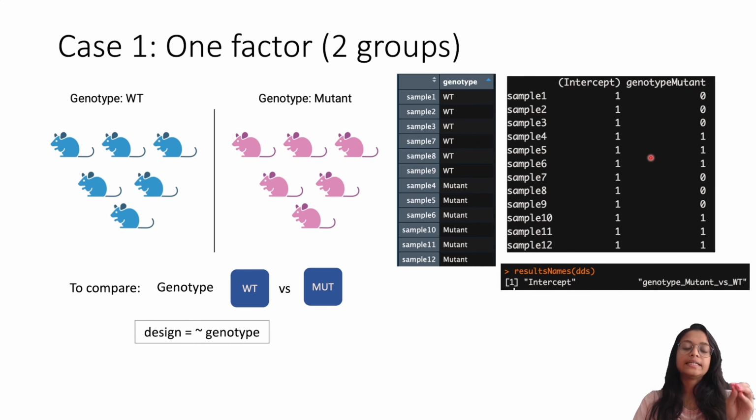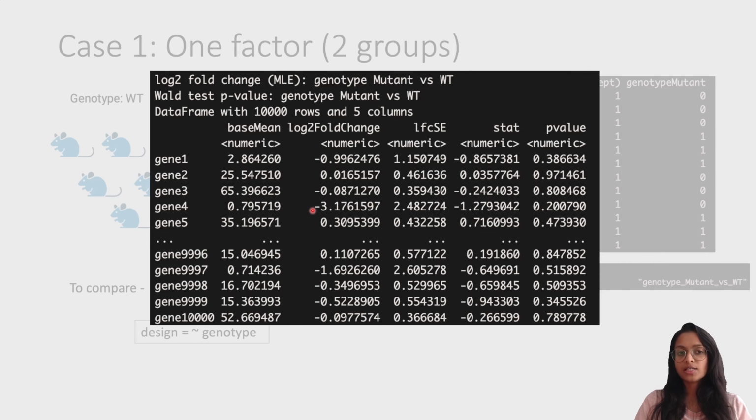So when we run DESeq2 for this experiment, what we get is essentially a resulting output of differentially expressed genes in mutant versus the wild type mice. And this is what the results look like. We have genes here which are differentially expressed, with the log fold changes and other relevant statistics, in the mutant mice versus the wild type.